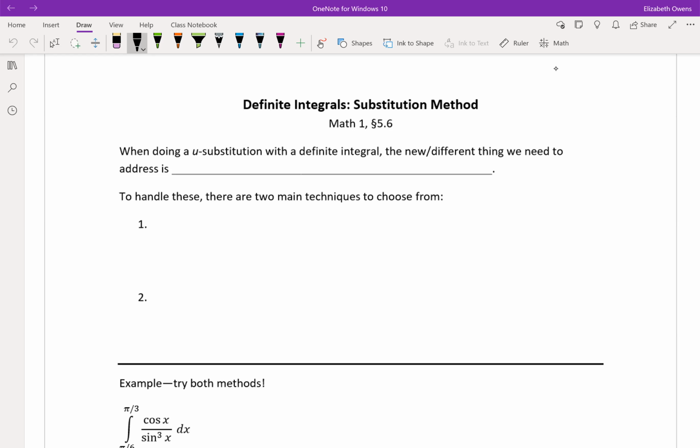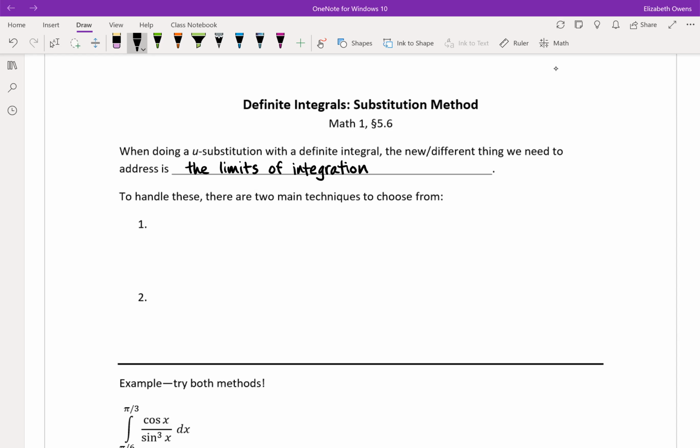When doing a substitution with a definite integral, the new thing that we need to address is the fact that we have limits of integration. The limits of integration are the new thing on a definite integral. Indefinite integrals don't have these. To handle these, there are two main techniques to choose from, and we'll look at them both.